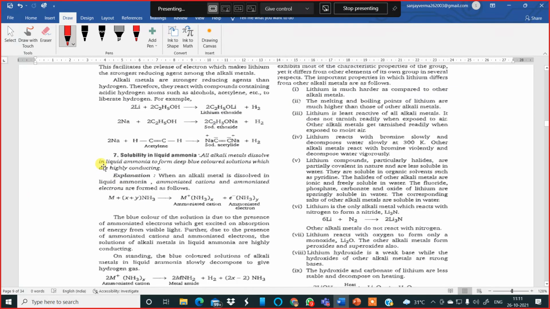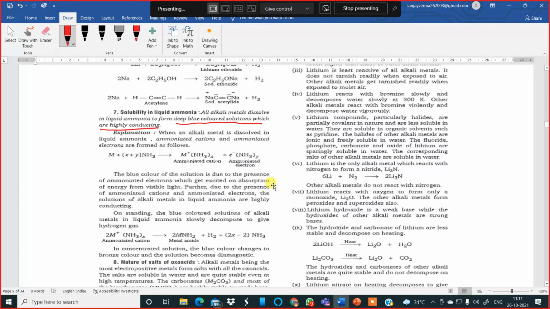Then solubility in liquid ammonia. Alkali metals dissolve in liquid ammonia to form deep blue colored solutions, remember this, learn this also, which are highly conducting in nature. Why is it conducting? Because of the presence of electrons which are called ammoniated electrons. The blue color of the solution is due to the presence of ammoniated electrons which get excited on absorption of energy from visible light.